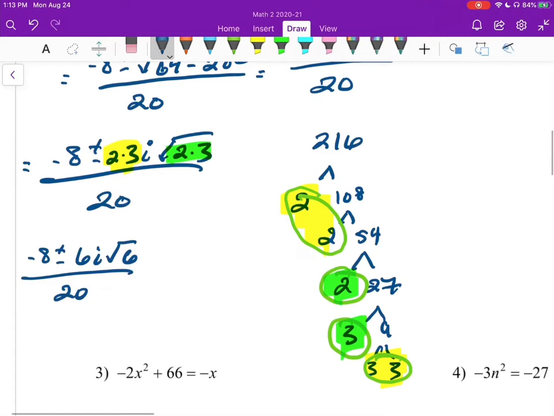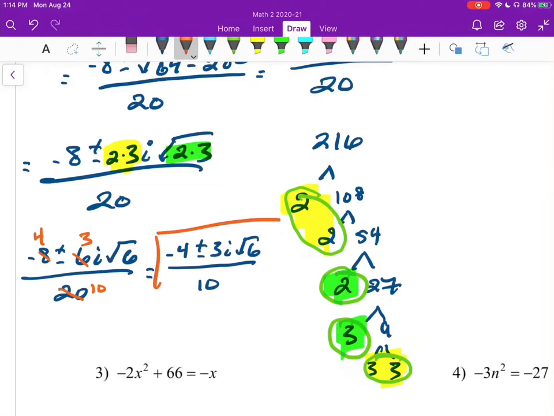And now here's a little kind of a trick, kind of like a sleight of hand kind of thing. I have an 8, a 6, and a 20. This 8, 6, and 20, I can take a 2 out of it all, and I'm going to be left with 4, 3, and 10. So my final answer is going to be negative 4 plus or minus 3i root 6 over 10. And that is our final answer.